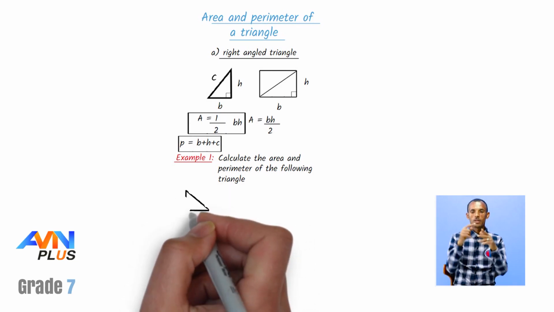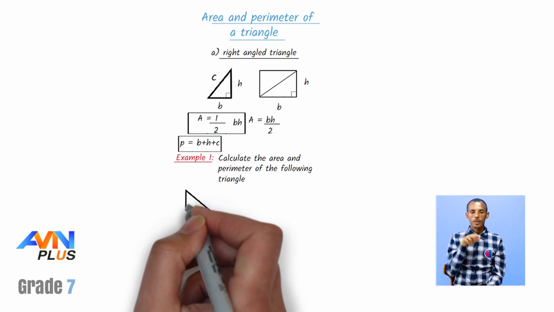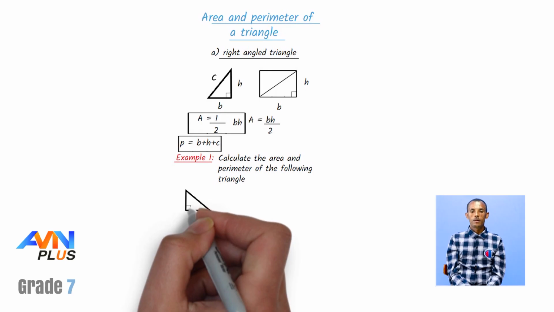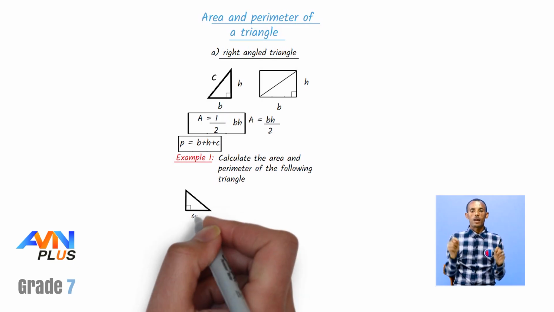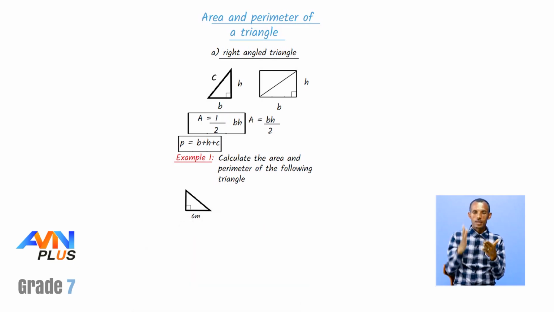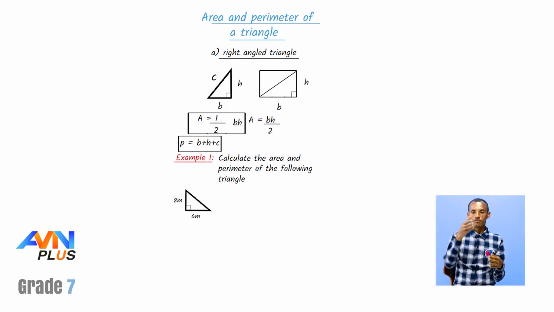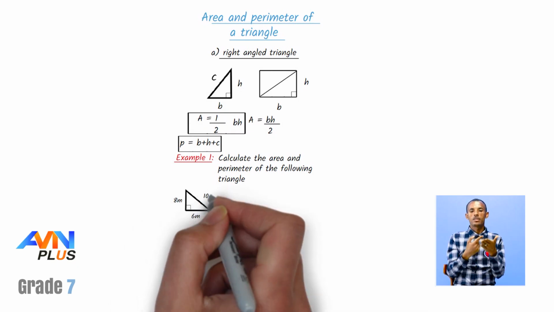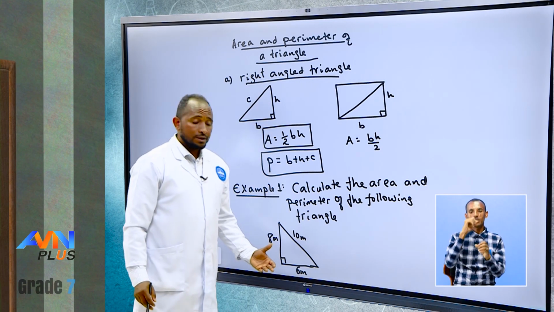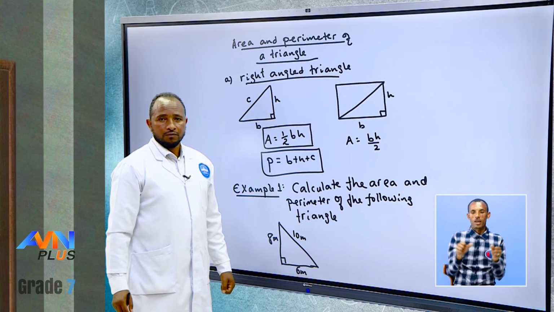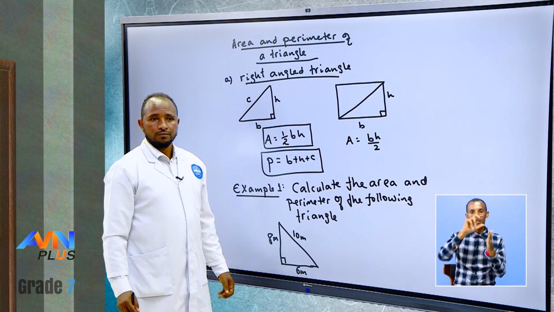Here the triangle is given. It's a right angle triangle. So this side length is 6 meter, this one is 8 meter, and this one is 10 meter. So you are asked to calculate the area and perimeter of this triangle. I will give you 30 seconds for this question.